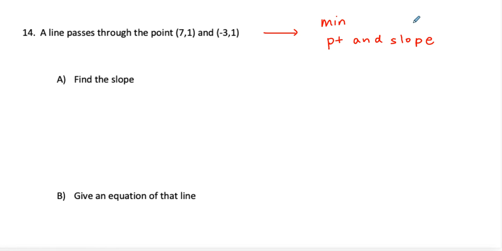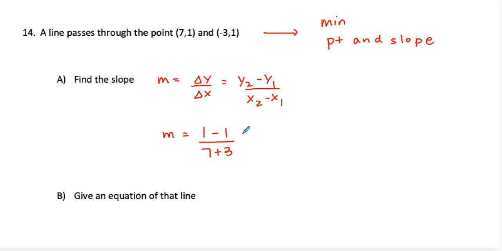Those are the features we need to graph lines. So I have 2 points, but I don't have a slope. But because I have 2 points, I can actually find the slope. I'm going to use the slope formula, change in y over change in x, or y2 minus y1 over x2 minus x1. That's going to give me 1 minus 1 all over 7 plus 3. That gives me 0 over 10.